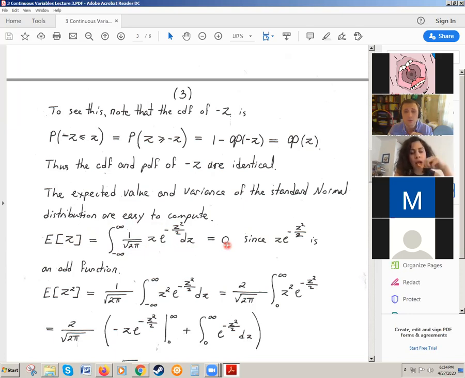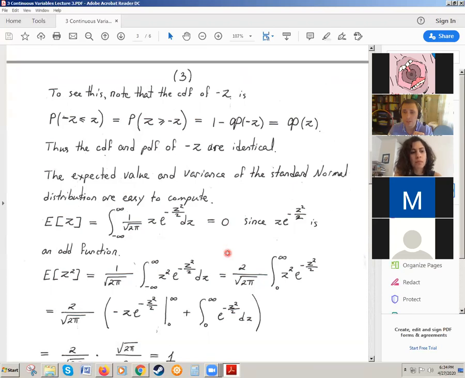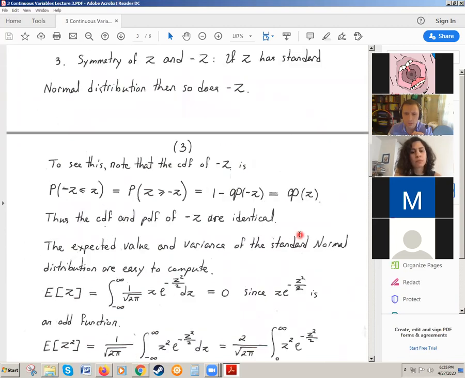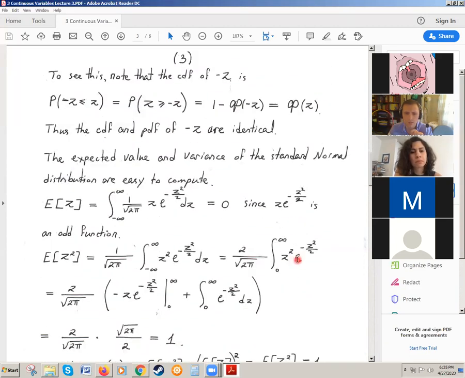Now we need to calculate the expected value of z squared. It's the same integral, but I have here a z squared. And now the function is even. Integrating an even function is the same as integrating it from 0 to infinity and doubling it, of z squared e to the minus z squared over 2. And this integral may be solved by, what do you call it? Integration by parts.